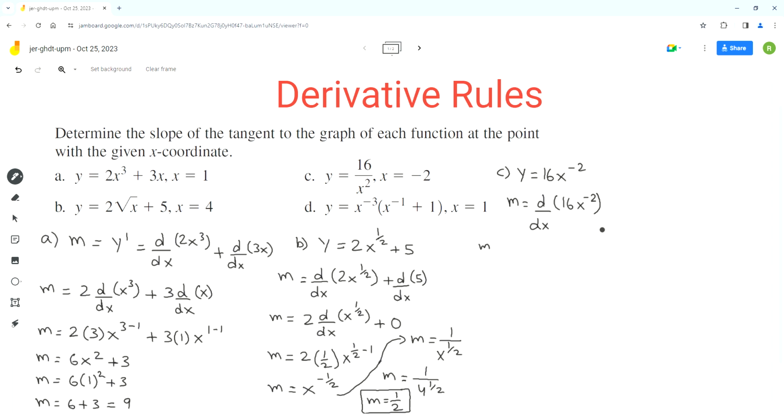So now we can use the constant multiple rule. So the 16 comes to the front. So d over dx and then x exponent negative 2. And now we can move the exponent to the front. So we get 16 times negative 2. And then we subtract 1 from negative 2. So now we get m equals 16 times negative 2, and then x exponent negative 3, which is negative 32 x exponent negative 3. Now we can move the x to the denominator to make the exponent positive.